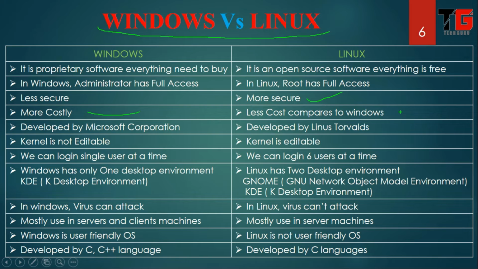In Linux, virus can't attack. Mostly used in servers and clients machines of Windows. That means some servers are running on Microsoft servers and client machine, whereas Linux is mostly used in server machines. Windows is user-friendly operating system, whereas Linux is not user-friendly operating system. Windows is developed in C and C++ language, whereas Linux is developed in C language.